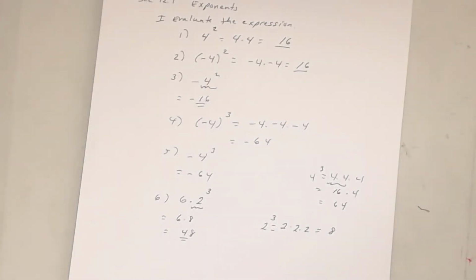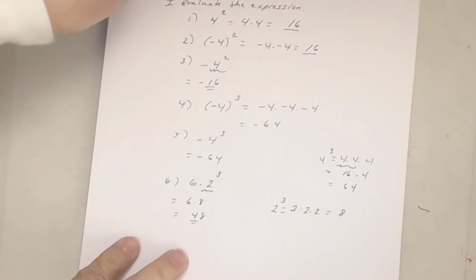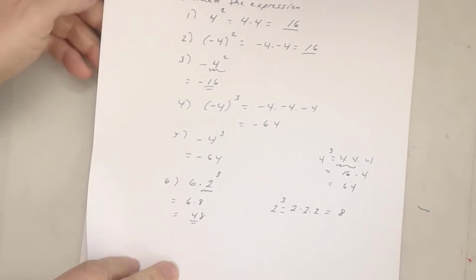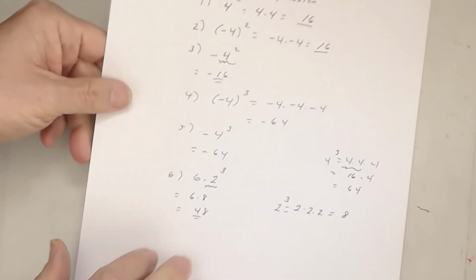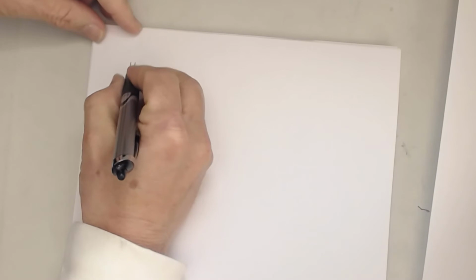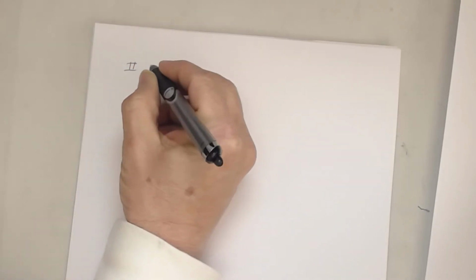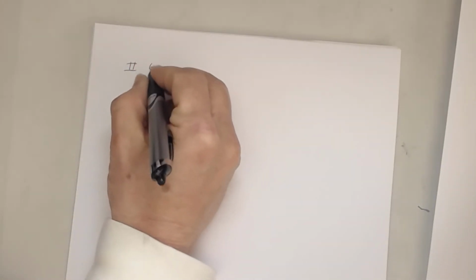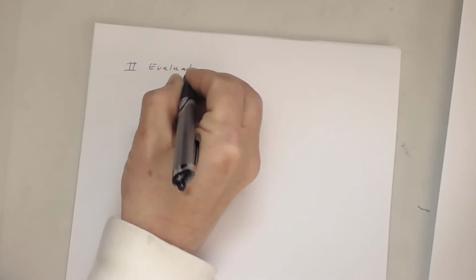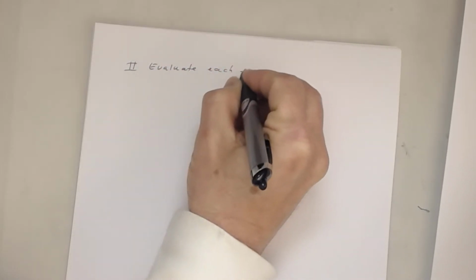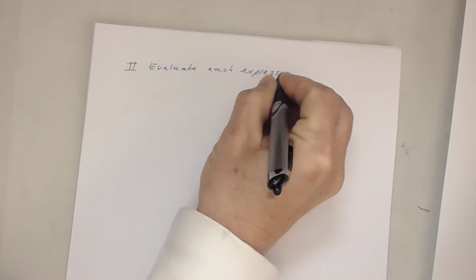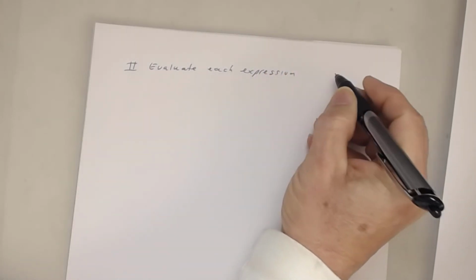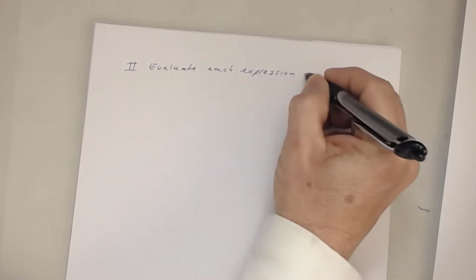All right, so that's that first part. That's the idea of exponents. Now in terms of evaluating, part 2 is going to be evaluating an expression with given values. So here's number 2. Number 2 is evaluate each expression with the given replacement values.